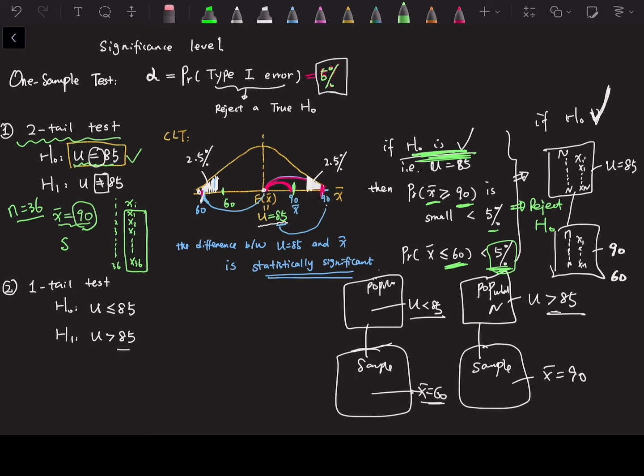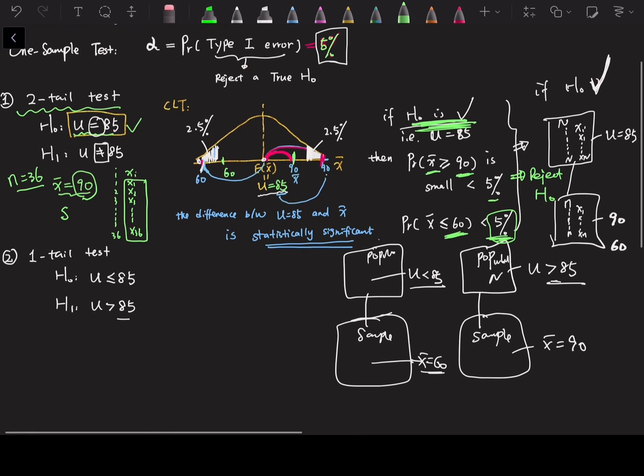Okay, and the same thing applies for a one-tailed test. To reduce the length of today's video, I'll talk about the one-tailed test in the next episode, so stay tuned. I'll update you very soon on the one-tailed test.